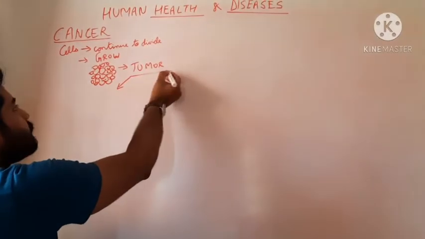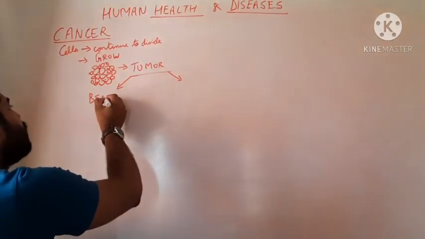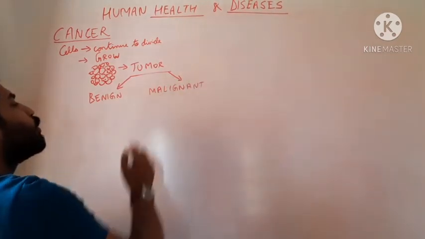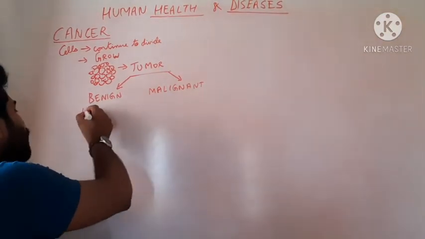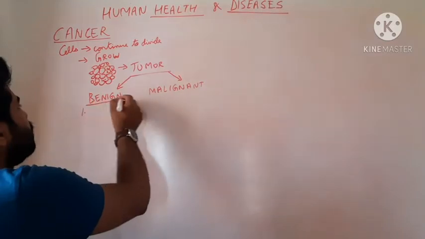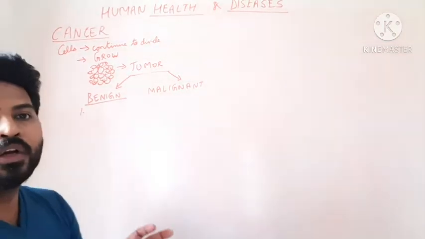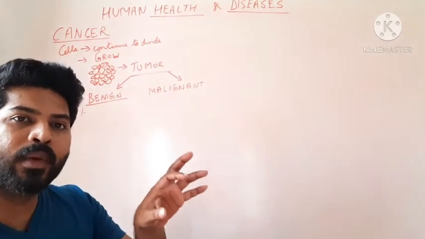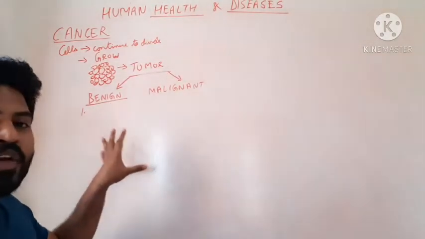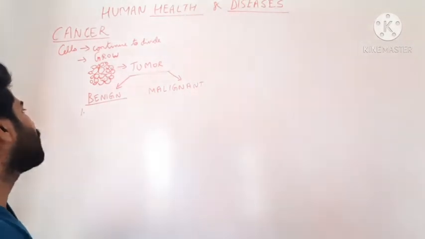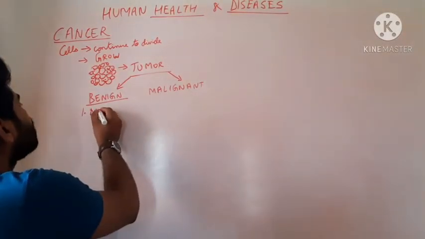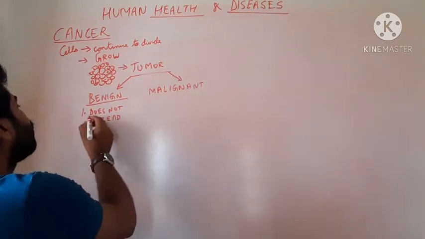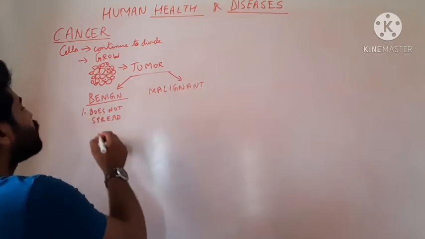Tumors are of 2 types. We have benign tumor and we have malignant tumor. A benign tumor stays where it originated. For example, let us say breast cancer. In breast cancer, the tumor is formed in the breast. So if it is a benign tumor, it will stay at the place of origin. So it does not spread to a new location. Therefore, it is not so dangerous.